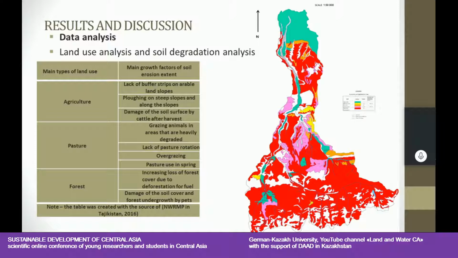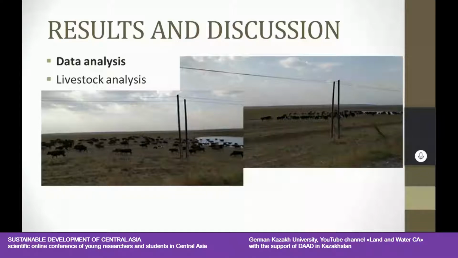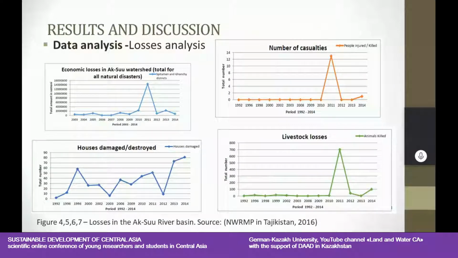So here are examples of footpath erosion, and the movement and transferring of livestock, which are mostly affected by such kind of degradation. I have talked about it in the above slides.